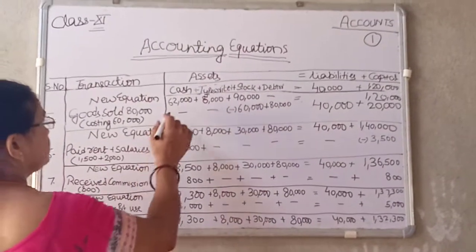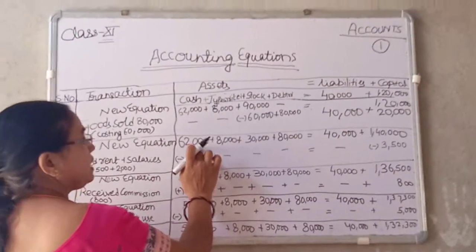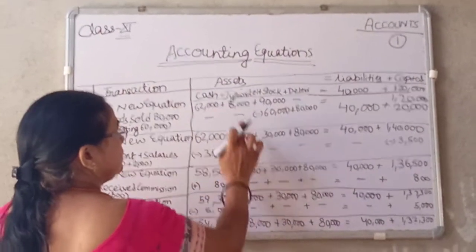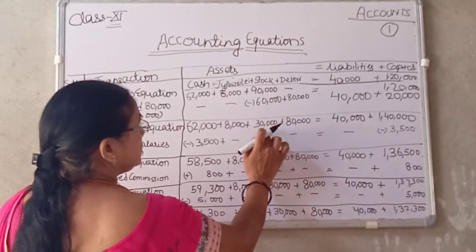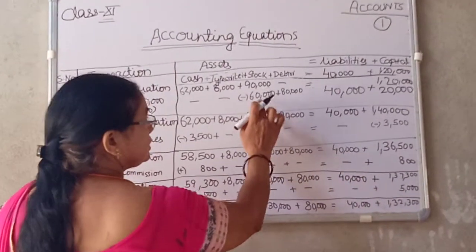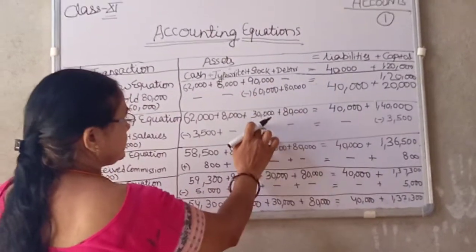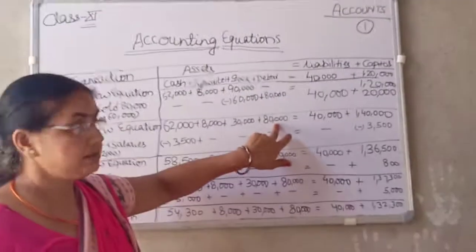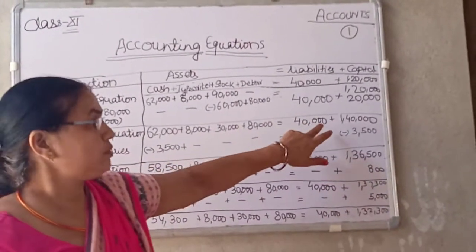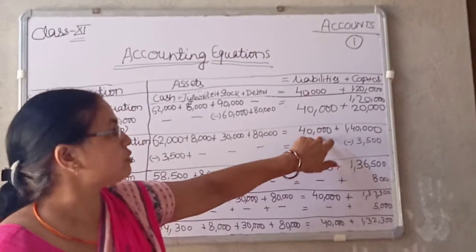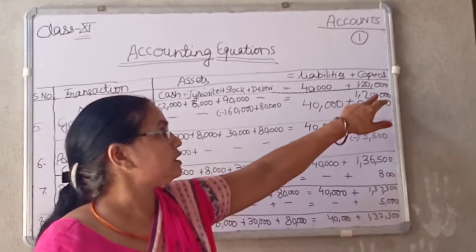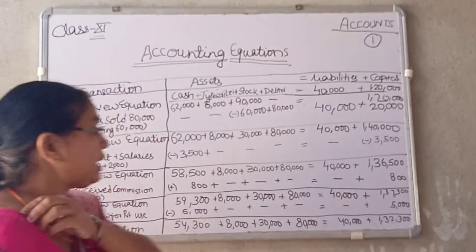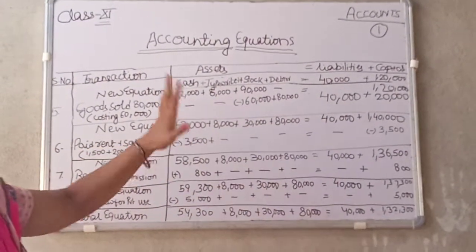Now the new equation comes as cash. We have not paid any cash, that means the cash remains the same, that is 62,000 in cash. Stock is 30,000, that is 90,000 minus 60,000, 30,000. And the debtor we have created is 80,000. Earlier we also had 40,000 creditors on the liability side, and now the capital has increased from 1,20,000 to 1,40,000. Now this is our new equation.